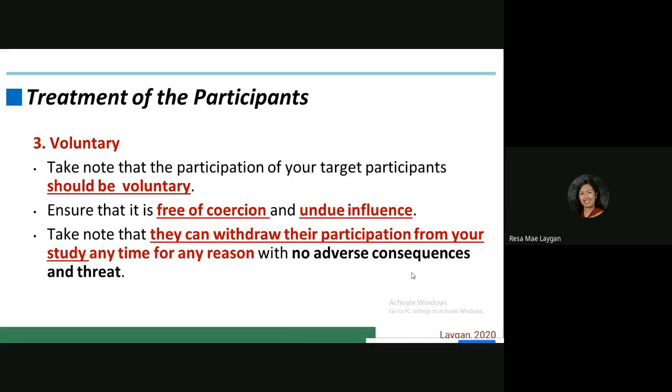And in doing your research, you have to report the findings truthfully. You have to ensure the ethics of your research. Okay? So that would be all about research ethics, and I hope you learned something about it that you will apply in your research study.